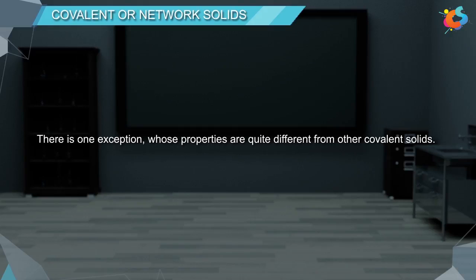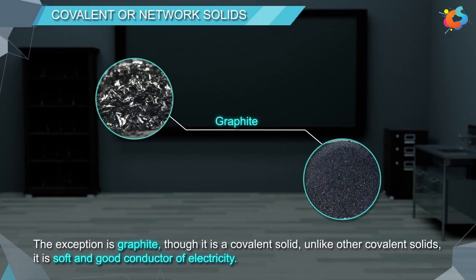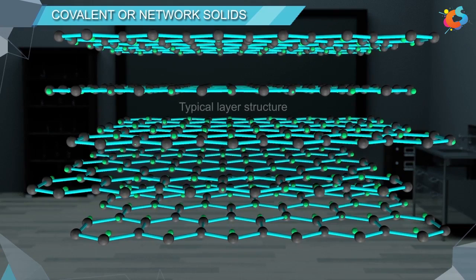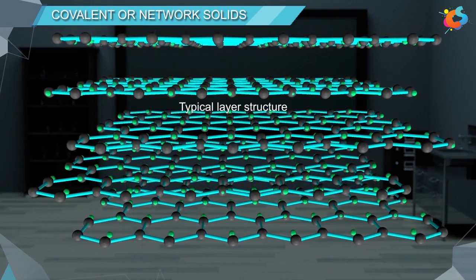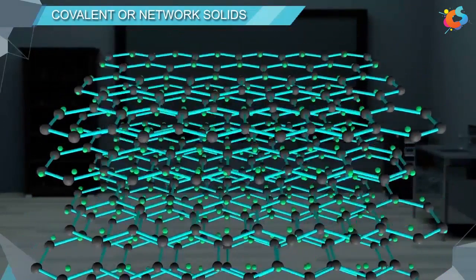However, there is one exception whose properties are quite different from the other covalent solids. Let us study about that exception. And the exception is graphite. Though it is a covalent solid, unlike other covalent solids, it is soft and a good conductor of electricity. This exceptional behavior of graphite is due to its typical layer structure. In graphite, carbon atoms are arranged in different layers.